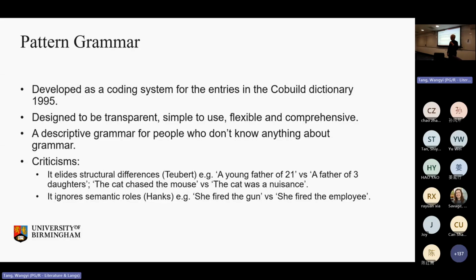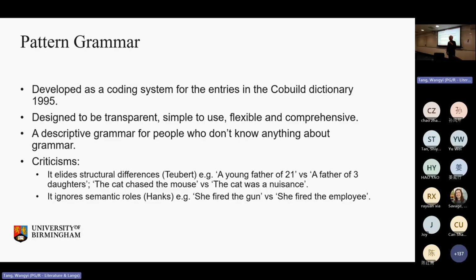You're supposed to be able to use it even if you know absolutely nothing. It is, of course, open to criticism, and two criticisms are that it ignores any structural differences. My colleague Wolfgang Teubert wrote a paper basically saying the people who invented pattern grammar don't know anything about grammar.